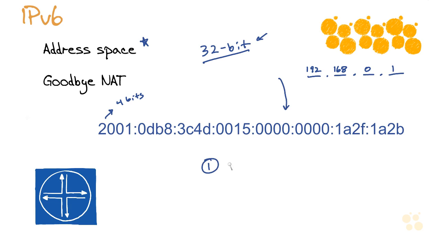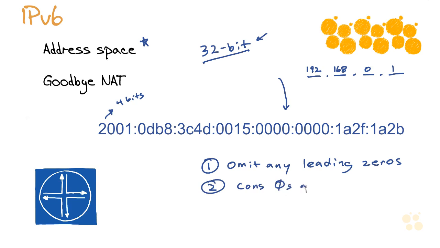One is that you can omit any leading zeros, and you can do this as many times as you want. Number 2 is that you can represent consecutive zeros as a double colon. You can only do this once in the address, however.